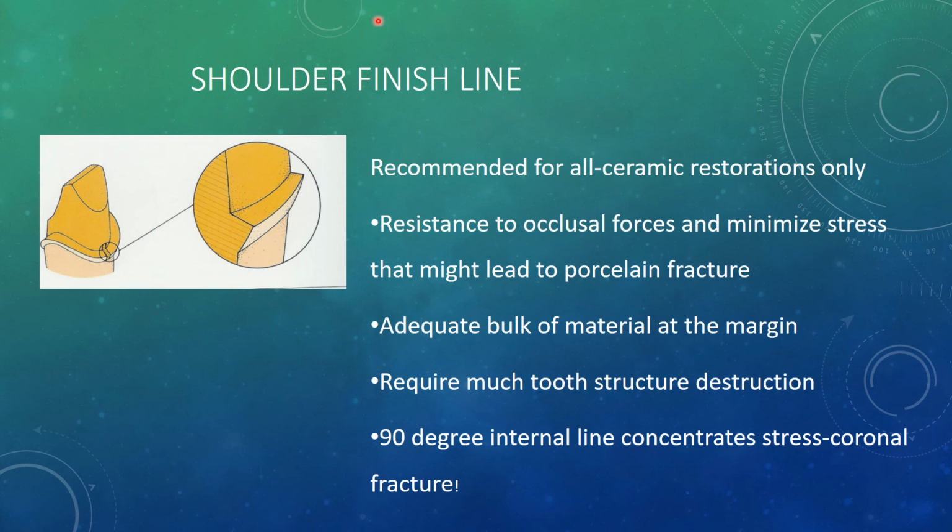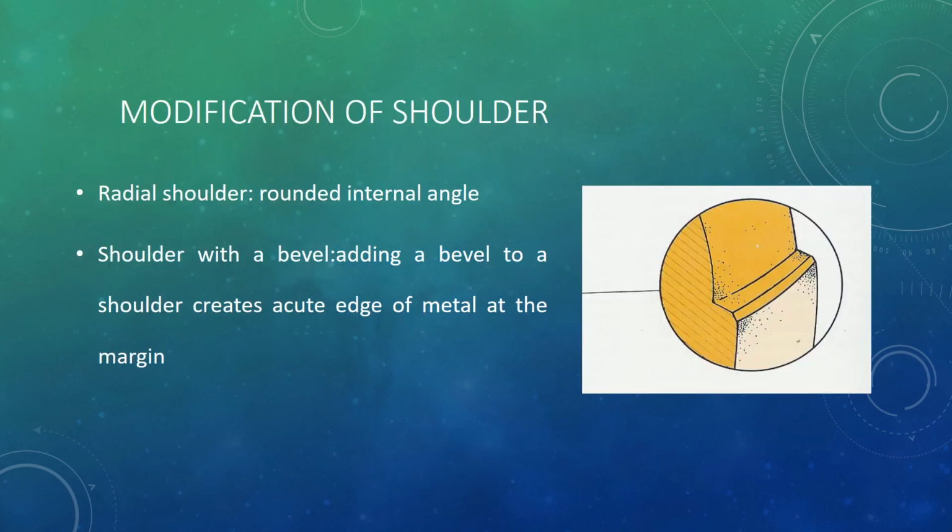So shoulder finish line is the one which is recommended for all-ceramic restorations only. It provides resistance to occlusal forces and minimizes the stress that may lead to porcelain fractures. Adequate bulk of the material at the margin should be present. It requires much tooth structure destruction, so this is a little bit wider and bigger. The 90-degree internal line angle concentrates stress coronally.